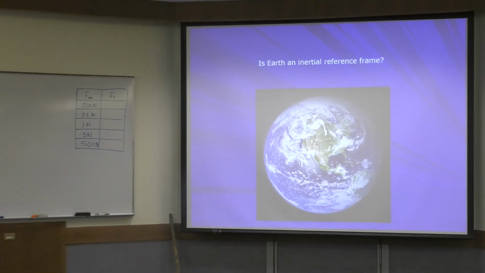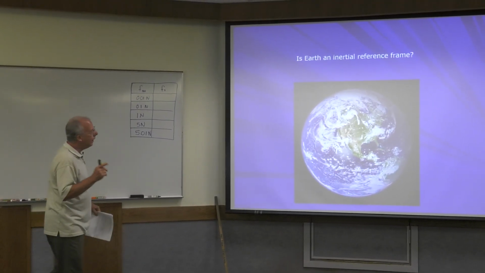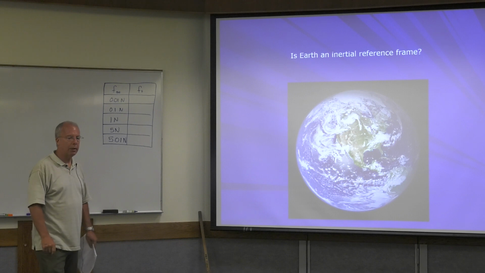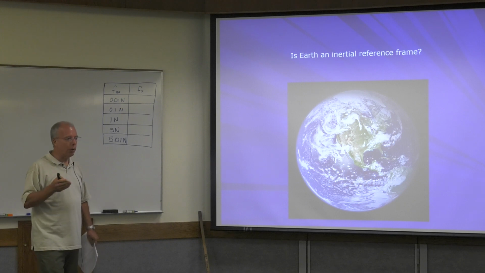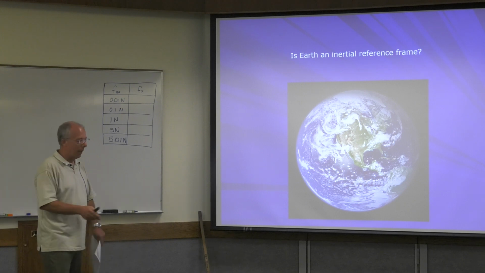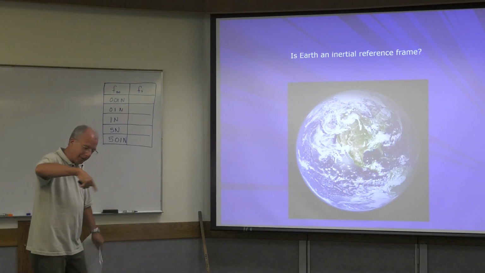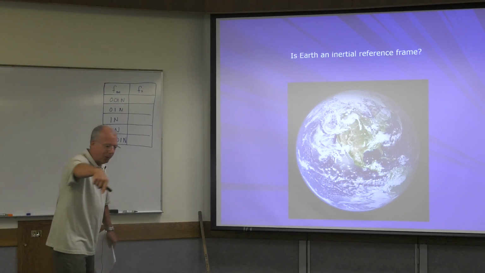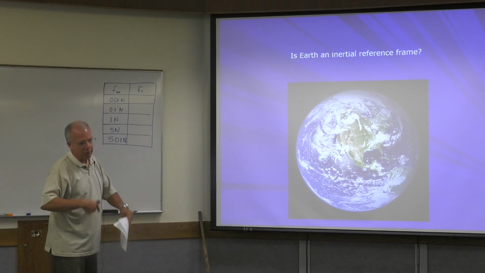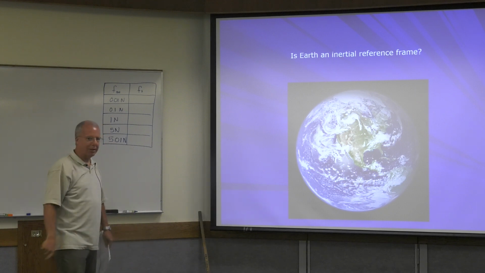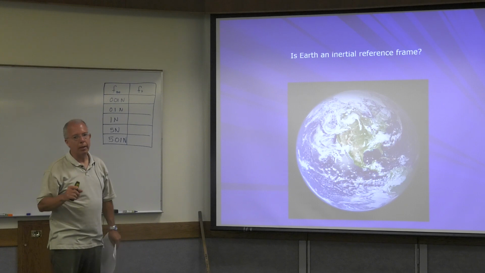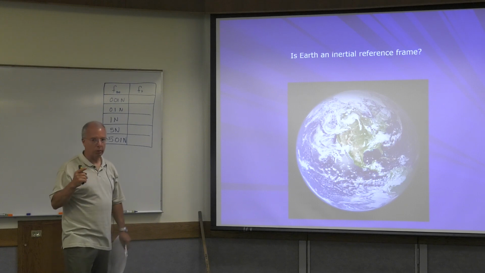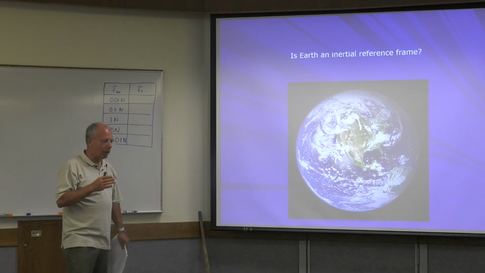Okay, all right, so let's be picky now. Is Earth an inertial reference frame? Remember, the definition of an inertial reference frame is not accelerating. Is Earth an inertial reference frame? Absolutely not. I mean, come on. It's spinning, right? Then it's orbiting the sun, and our solar system is orbiting other locations. It's not an inertial reference frame. However, it's close to an inertial reference frame. So for most of the problems that we do, we're going to assume that Earth is an inertial reference frame.